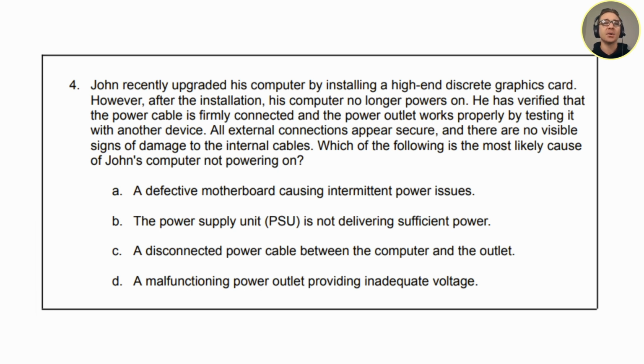A, defective motherboard causing intermittent power issues. B, the power supply unit not delivering sufficient power. C, a disconnected power cable between the computer and the outlet. D, a malfunctioning power outlet providing inadequate voltage.